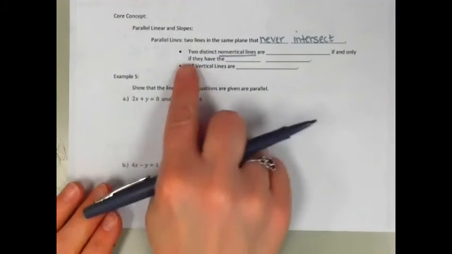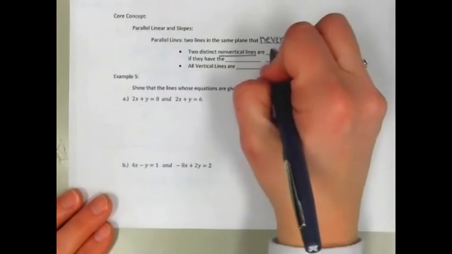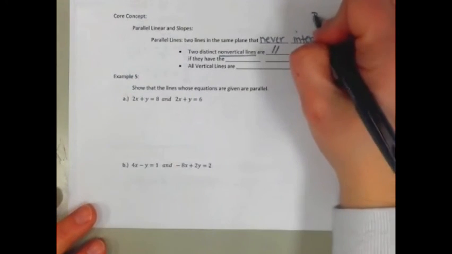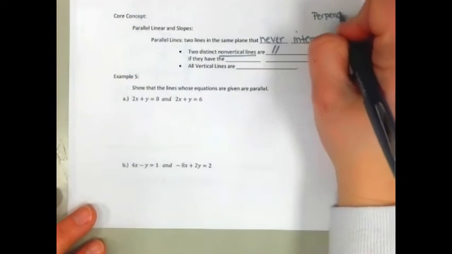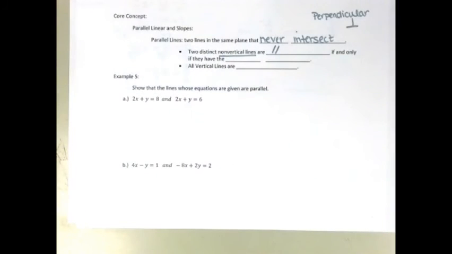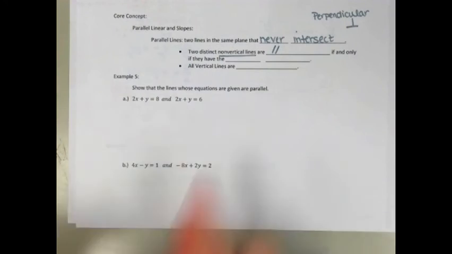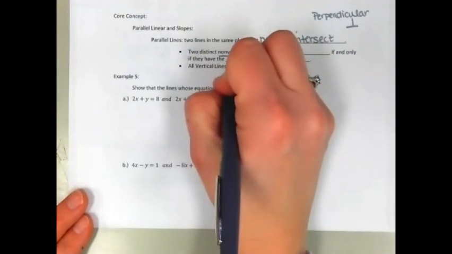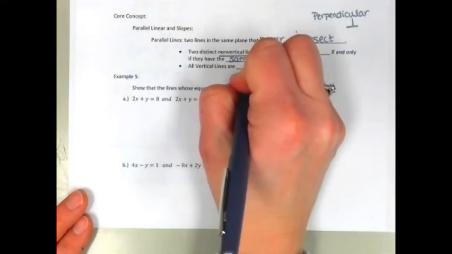So two distinct non-vertical lines are parallel, and the symbol for parallel is two sideward slashes. I'm going to use that just so you guys know. If you see the symbol for perpendicular on Wednesday, I use an upside down T. That's what perpendicular means. Okay, so two distinct non-vertical lines are parallel if and only if they have the same slope.